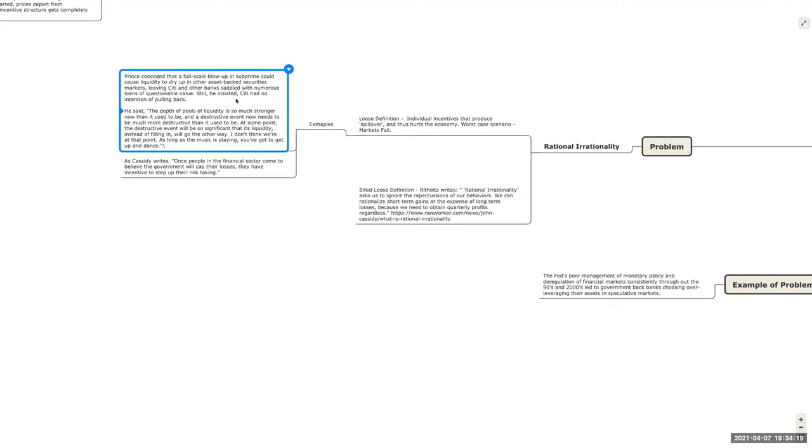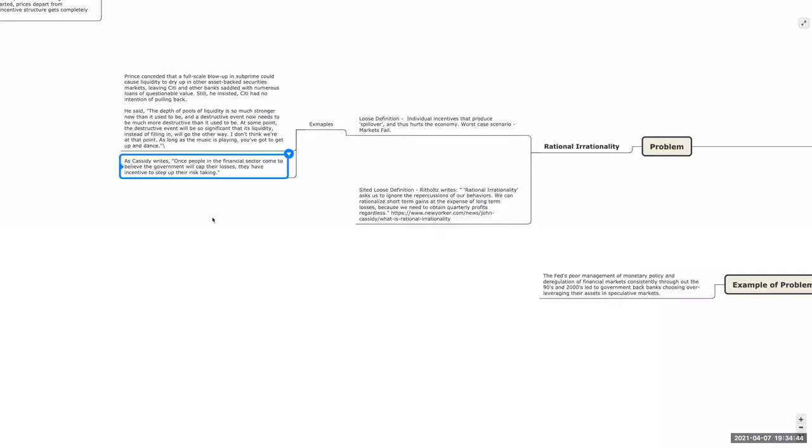At some point, the destructive event will be so significant that liquidity, instead of filling in, will go the other way. I don't think we're at that point. As long as the music is playing, you've got to get up and dance. Effectively, as Cassidy wrote, once people in the financial sector come to believe that government will cap their losses, they have incentive to step up their risk taking.